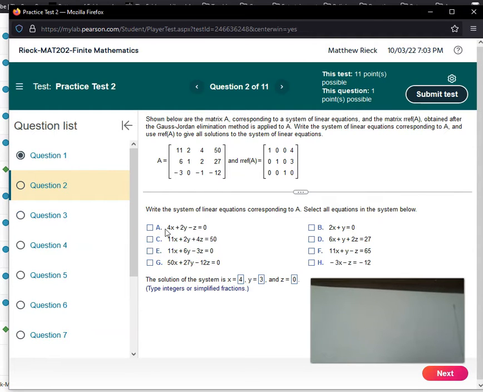Okay, so it's asking us for not only the answer, but also the system of equations. Again, these are your coefficients, and the farthest right-hand column is what they equal. So we have 11x plus 2y plus 4z, then 6x plus 1y plus 2z equals 27, and negative 3x plus 0y minus 1z equals negative 12.